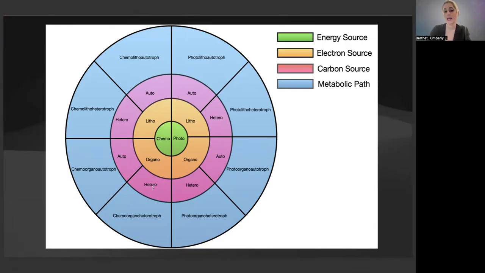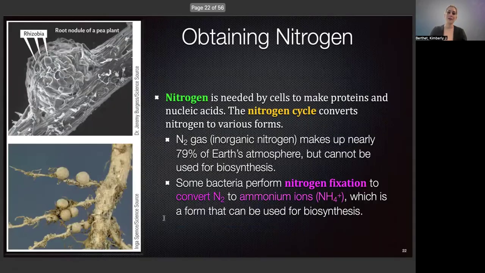We go chemo, organo, hetero for a chemoorganoheterotroph. Okay. Looking at some of the nutrients that plants need and microorganisms need, nitrogen is one of the main ones. And we actually know that plants can be dependent on microorganisms for nitrogen.